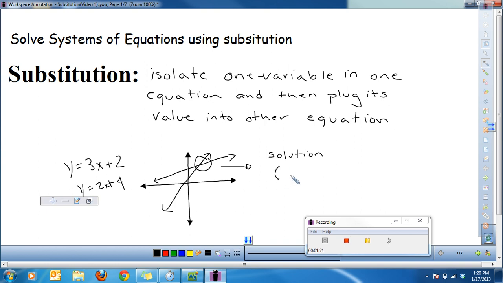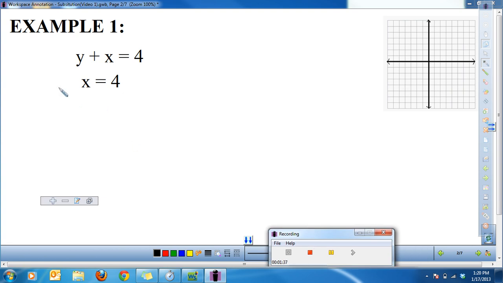We're looking for an ordered pair, that is an xy value, where the two lines intersect. When we do the substitution method, we're going to find the solution without making a graph. We're going to use algebra. So let's do an example. So here I have example number 1. We're trying to find the solution to the system y plus x equals 4 and x equals 4.